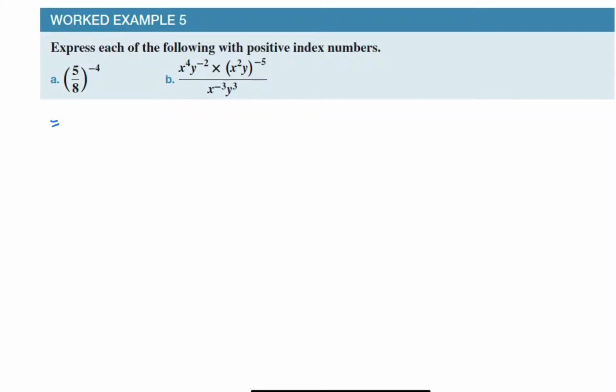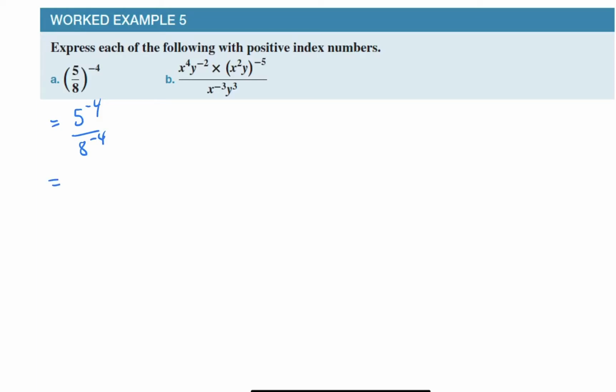Express each of the following with positive index numbers. When I have a negative 4 as an exponent here, I'm going to make that a positive by using the reciprocal. And the reason I can do it, I'm only going to show this once, is because it's 5 to the power negative 4 over 8 to the power negative 4.